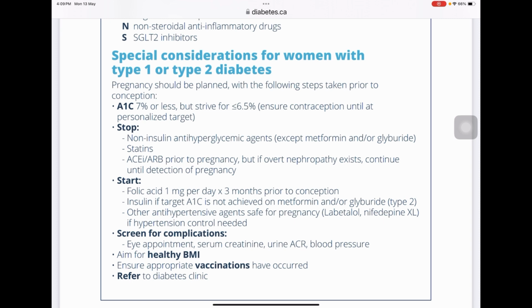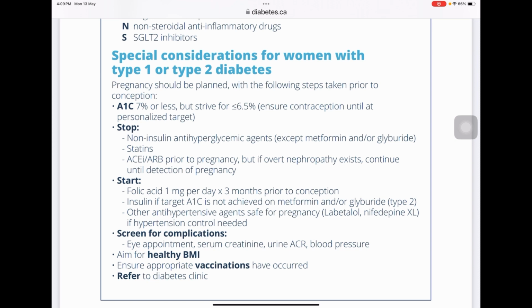Stop non-insulin antihyperglycemic agents except metformin or glyburide. Statins should be stopped. ACE inhibitors and ARBs should be stopped prior to pregnancy, but if overt nephropathy exists, continue until detection of pregnancy. So these are the drugs that are supposed to be stopped. In non-insulin agents, we mean SGLT2, GLP-1, DPP-4, acarbose, right? These are all supposed to be stopped, number one.